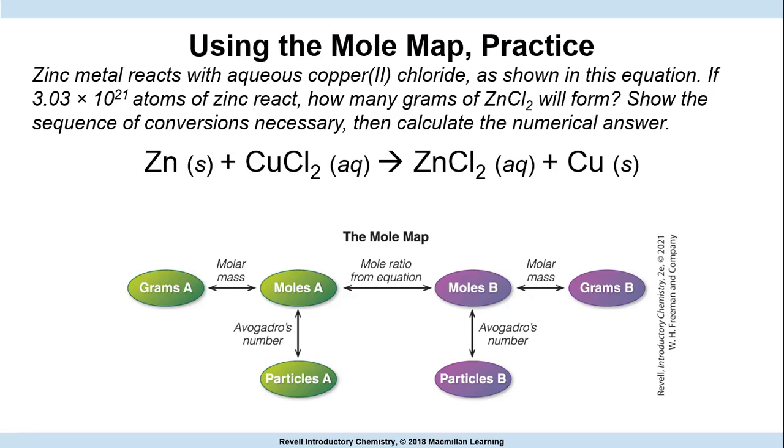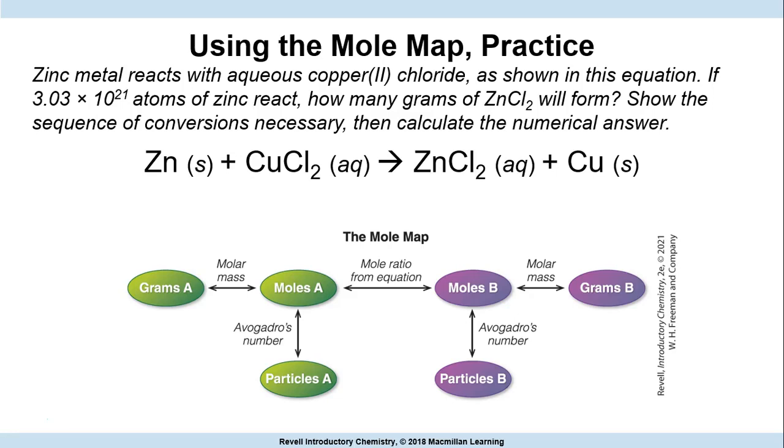Zinc metal reacts with aqueous copper(II) chloride as shown in this equation. So here's the balanced chemical equation. If 3.03 times 10 to the 21 atoms of zinc react, how many grams of zinc chloride will form? Show the sequence of conversions necessary, and then calculate the numerical answer. So let's do the analysis. We are moving from atoms of zinc to grams of zinc chloride.